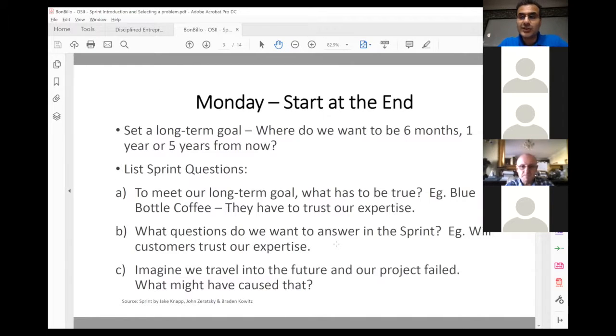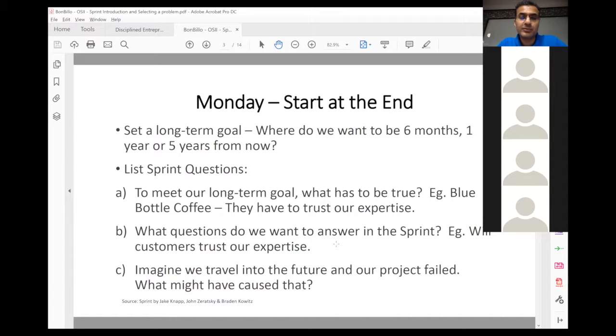All right, so to start with, you're really coming up with an objective, right? So you're setting a long-term goal. Where do we want to be 6 months, 1 year, or 5 years from now, depending on your time frame and kind of what you're looking to learn from your customer. So you list out initial sprint questions that you have. So to meet our long-term goal, what has to be true, right?